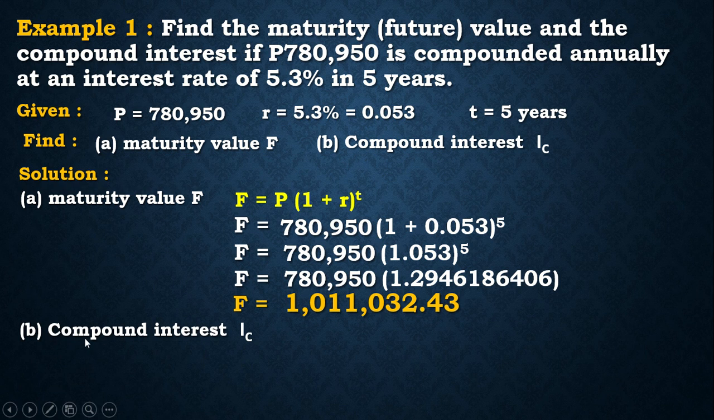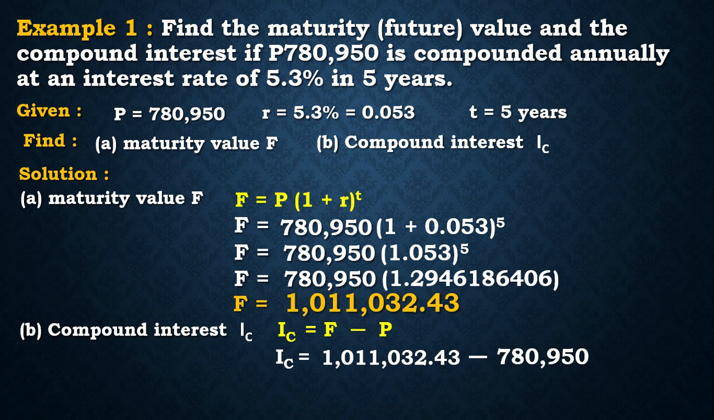Siyempre, kasunod dyan, ang compound interest, which is compound interest is equal to F minus P. So, we have to substitute this, and our maturity future value is 1,011,032.43 minus 780,950. So, isusubtract lang po natin siya. Kaya ang compound interest niya ay 230,082.43. So, ganun po ang pagkuha ng maturity future value at ng compound interest.